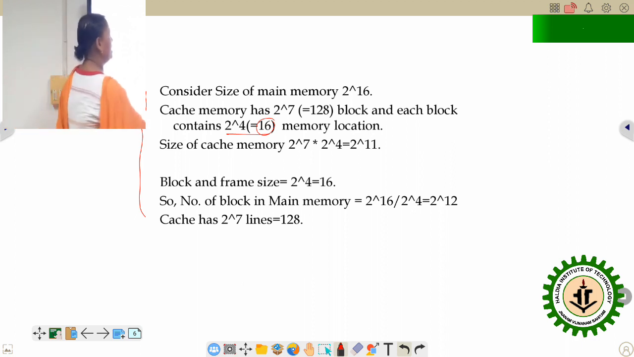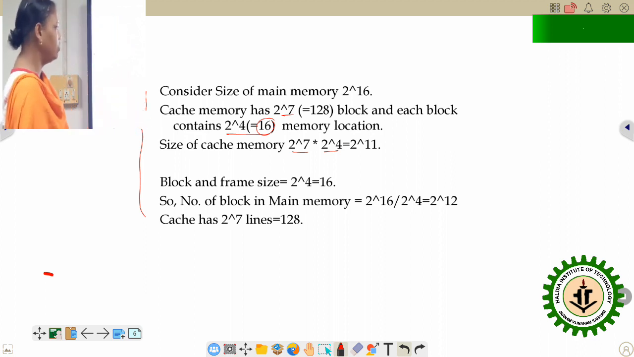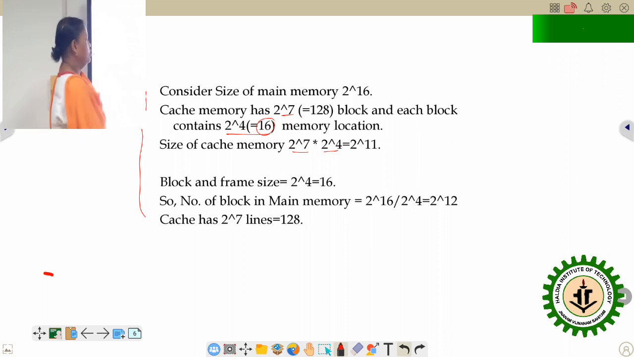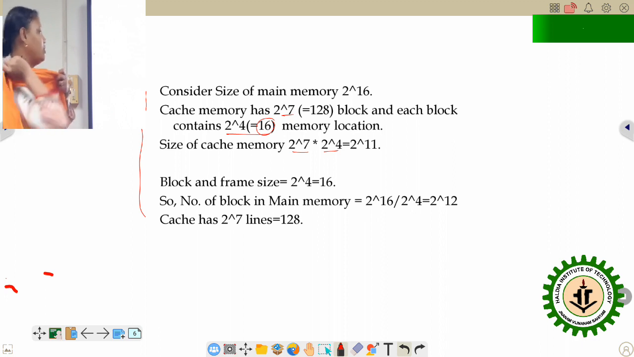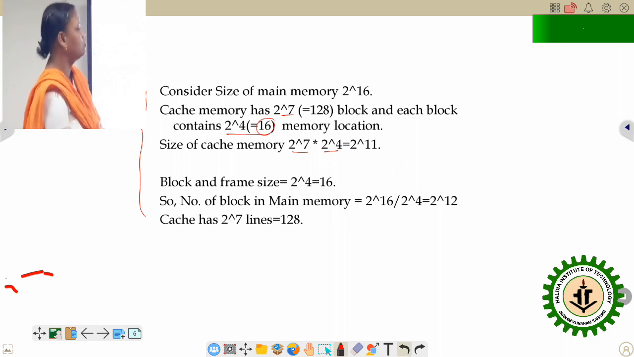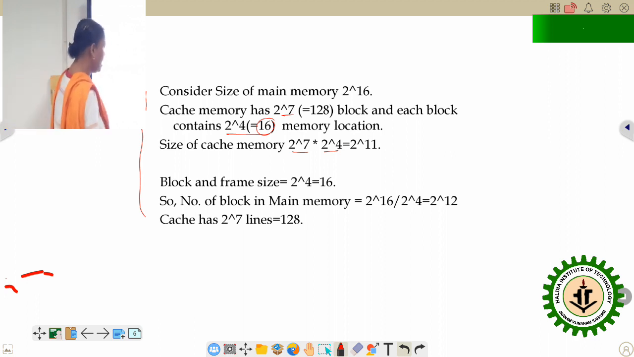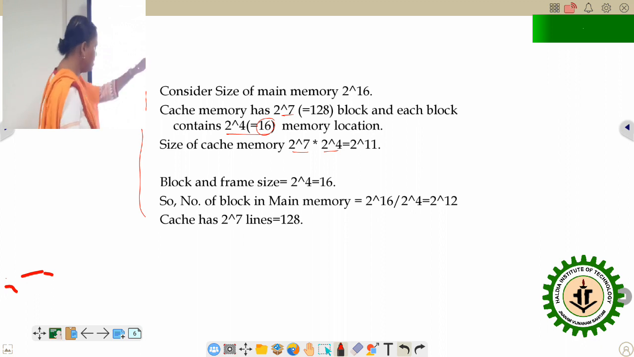Then how to calculate the size of the cache memory? Cache memory has 2 to the power 7 total blocks. Each block consists of 2 to the power 4. So that is 2 to the power 11. It is the size of the cache memory for our example. So block and frame size is 2 to the power 4 equals 16. The number of blocks of main memory is 2 to the power 16 divided by 2 to the power 4, that is, total blocks is 2 to the power 12. And cache has 2 to the power 7 lines equals 128. Now we go to the next slide with the data.